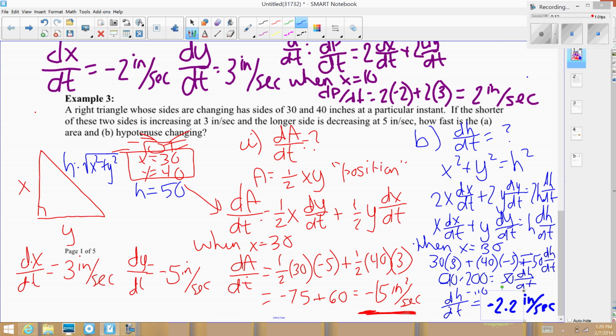So we would say, as our summary, dH dt, the hypotenuse is decreasing at a rate of 2.2 inches per second. You don't put the negative on there, you explain that it's decreasing. Let me get my highlighter. This is our position equation, so we're going to be relating that really soon. This part right here is my velocity equation. That's how you can think about how it's changing. And later maybe we'll even go as far as finding acceleration.